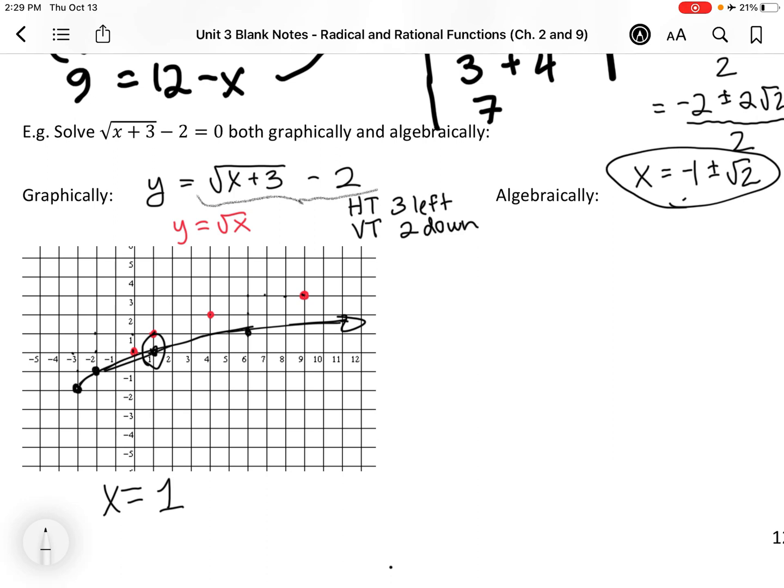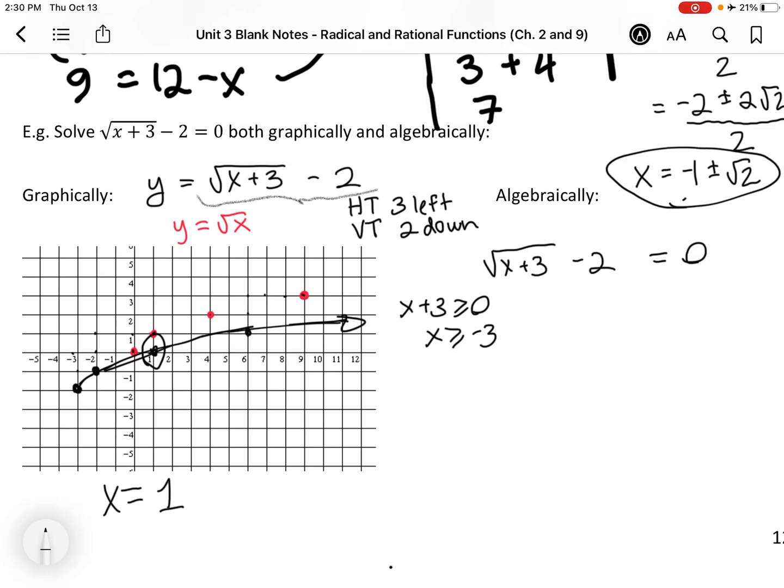Okay. Now algebraically, I've got the square root of x plus 3 minus 2 equals 0. So think about restrictions first. I need x plus 3 to be greater than or equal to 0. So if I subtract 3 from both sides, x has to be greater than or equal to negative 3.